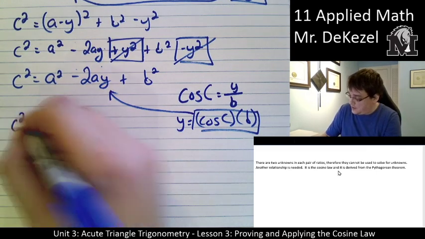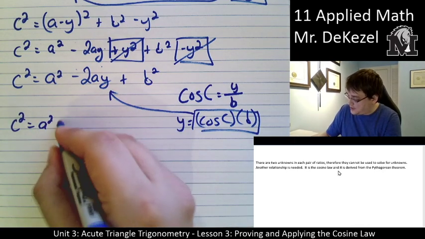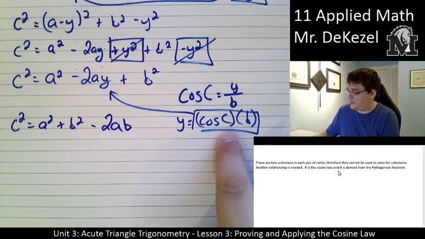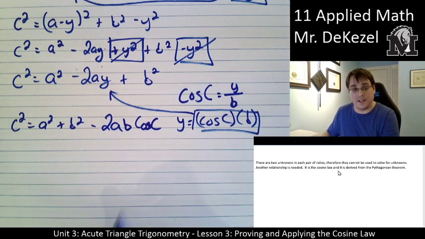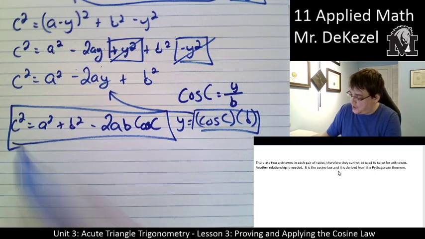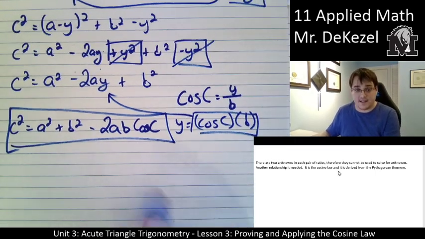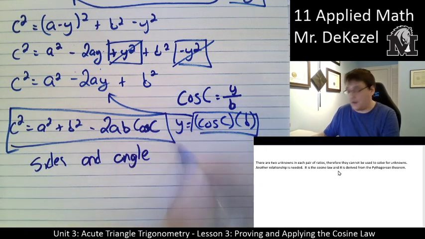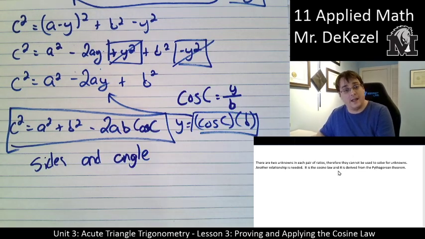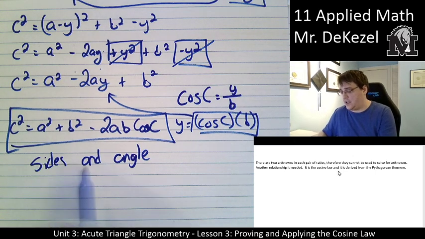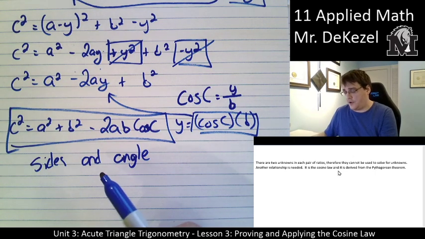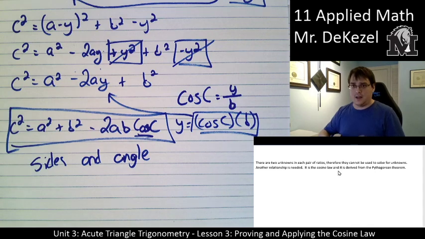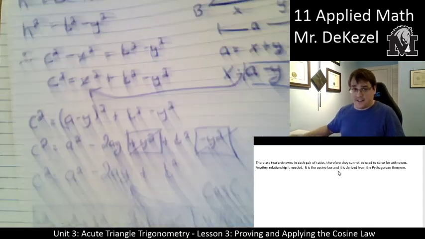I'm left with c squared is equal to a squared plus b squared minus 2ab times the cosine of C. So I am left with an equation that only has sides and an angle. We don't have any of this x and y terms that we don't know. And we can duplicate this a couple more times if we wanted to for the other angles, cos of B and cos of A. But you can hopefully trust me that we can use this in many different situations. Let's get into actually using it.